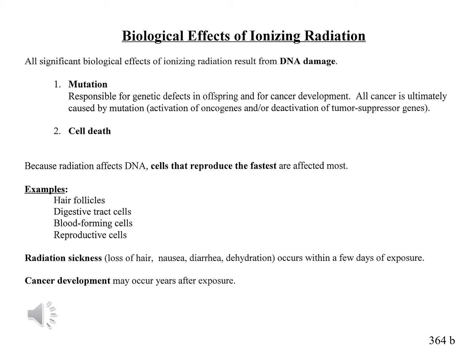And in reproductive cells, if an egg gets a mutation in it, that egg gets fertilized, it can pass it on to the offspring. And if there's a stem cell that produces sperm, if a damaged sperm fertilizes an egg, it's very possible to pass it on to the offspring also. So that's why radiation sickness has the symptoms it has.